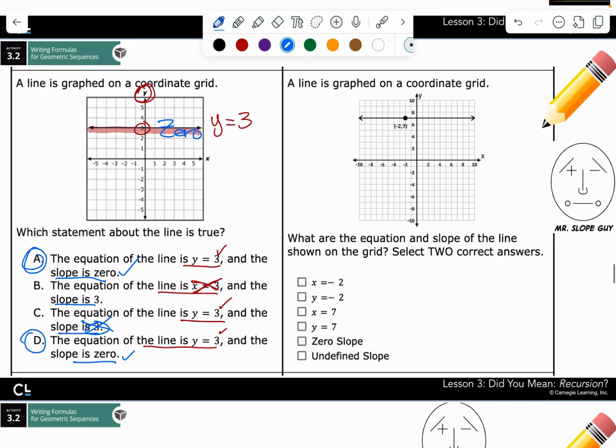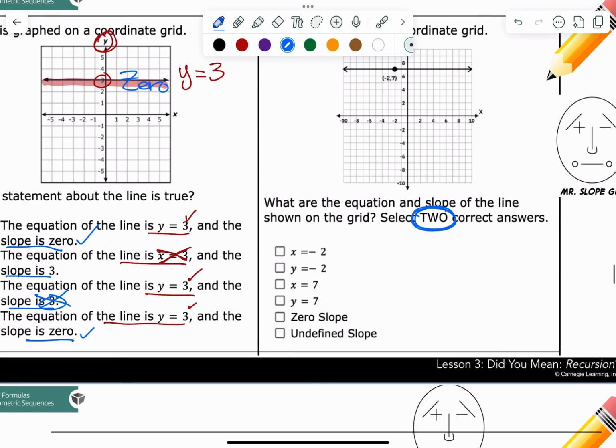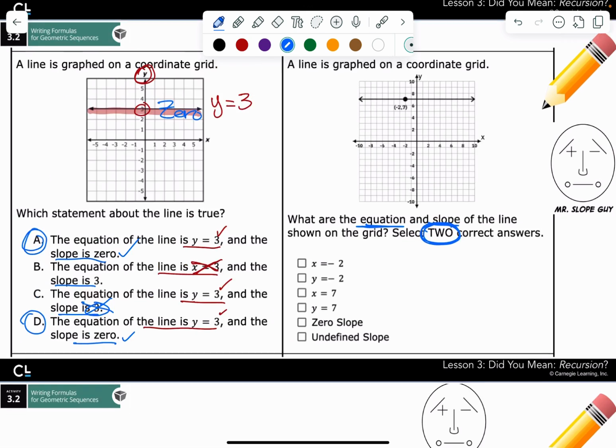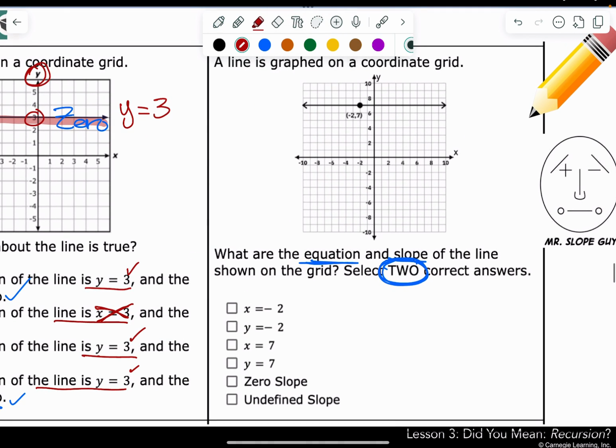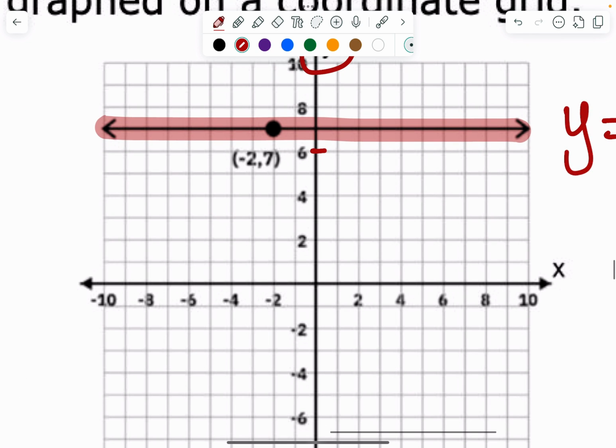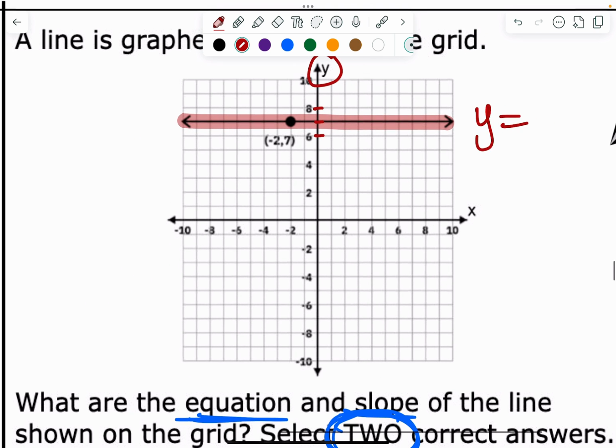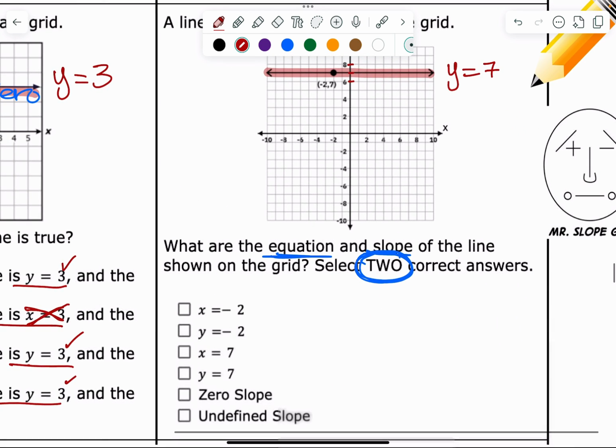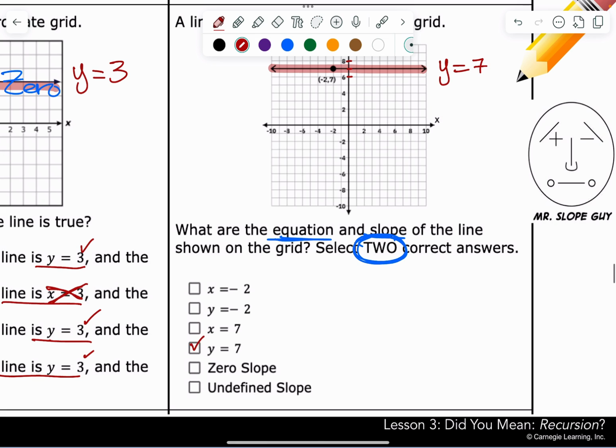So the next one. A line is graphed on the coordinate grid. What are the equation and slope of the line shown on the grid? Select 2 correct answers. So right here it says select 2 answers. So I know I'm talking about the equation and the slope. Let me find the equation first. I have my line right here. This is touching my y-axis, y equals, and I see 6, 7, 8, at 7. Y equals 7. And I have that right here.